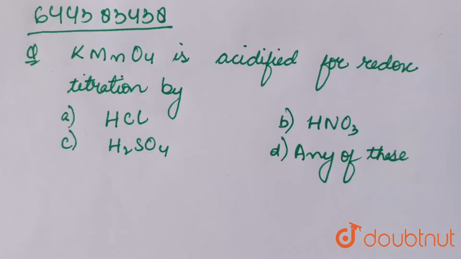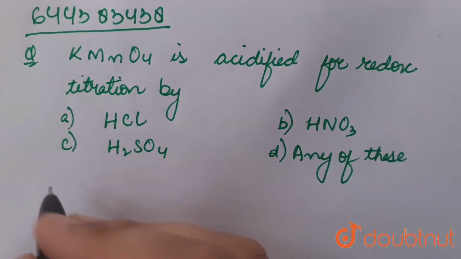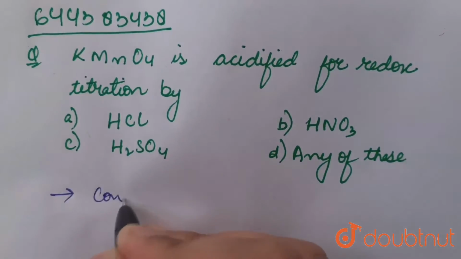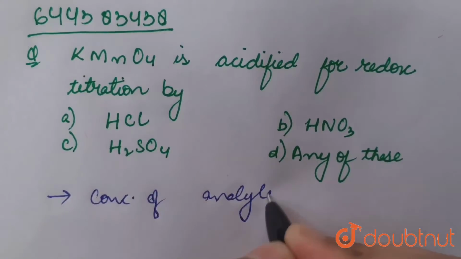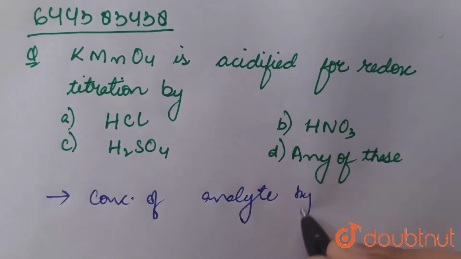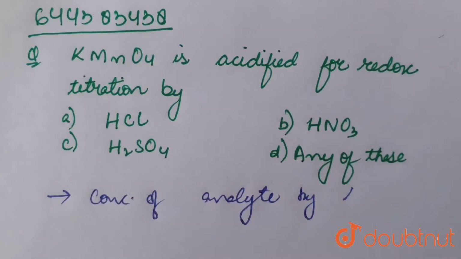Hi everyone, starting question. The question says KMnO4 is acidified for redox titration by, options given are HCl, HNO3, H2SO4, any of these. Redox titration is the laboratory method of determining the concentration of a given analyte by causing a redox reaction between titrant and analyte. It is a method to determine the concentration of an analyte by titrating it against a titrant.